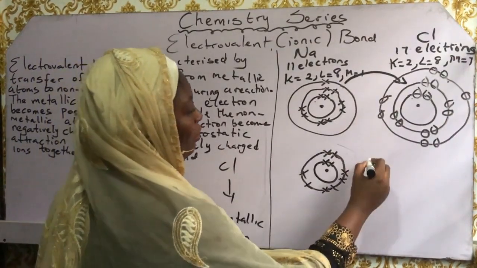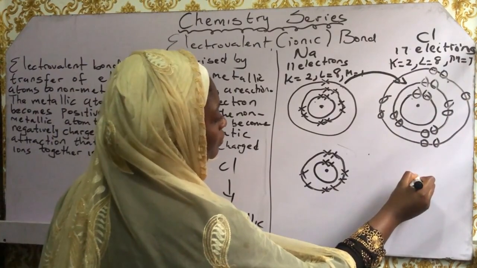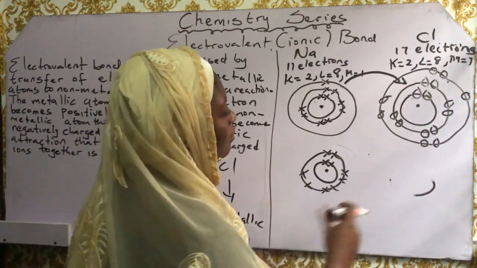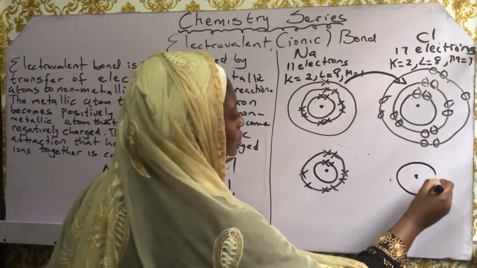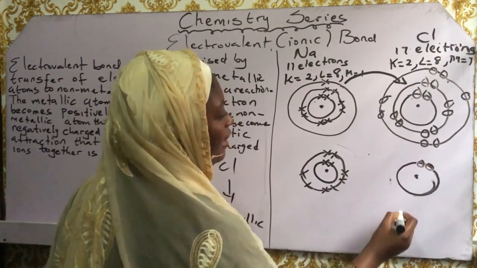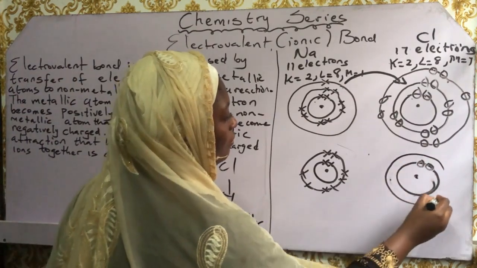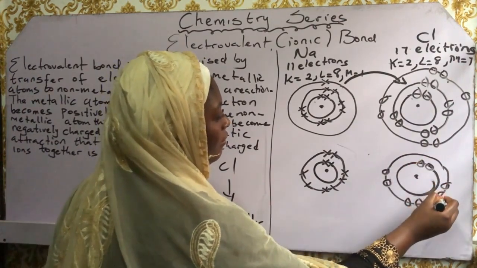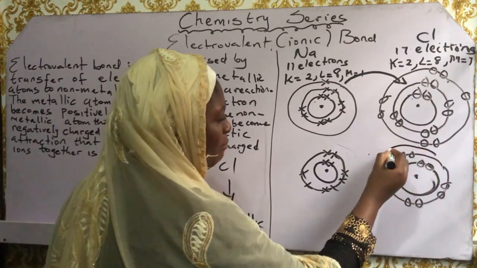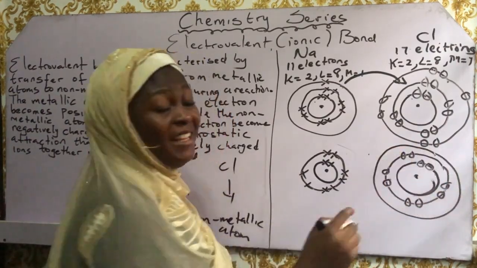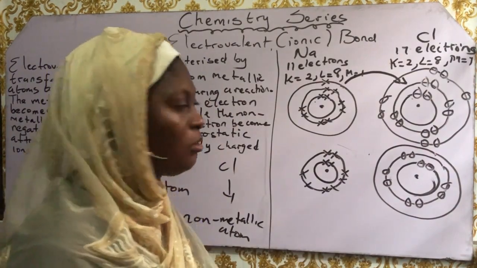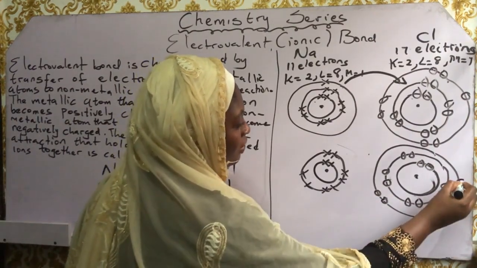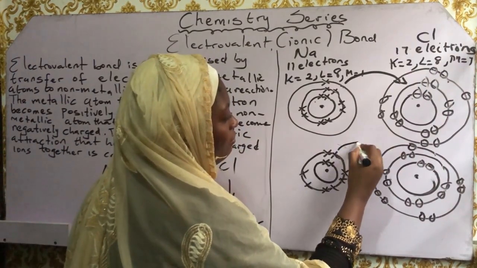And then the chlorine atom, this is the K shell, L shell, and then the M shell. Let's now see. Remember, it is actually getting 1 from sodium. So you are going to have its original 7. Then remember, 1 is coming.